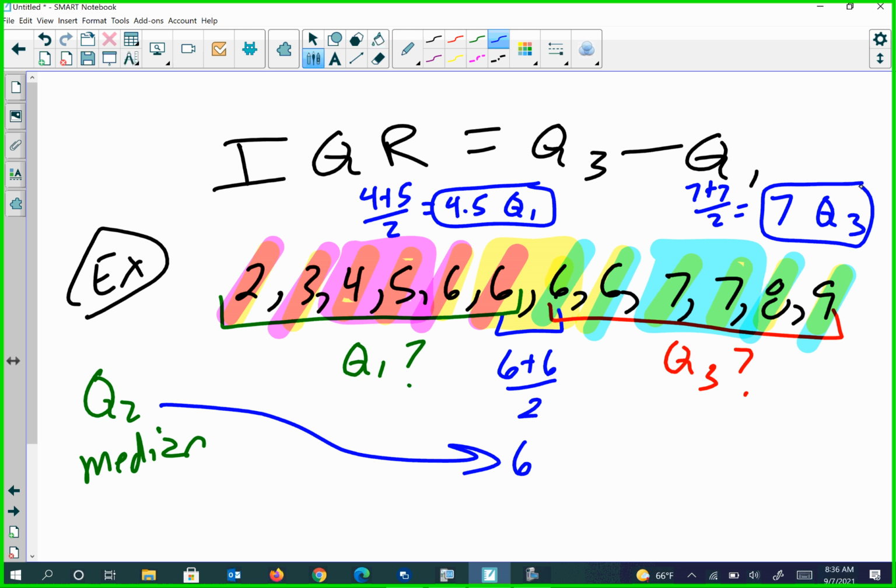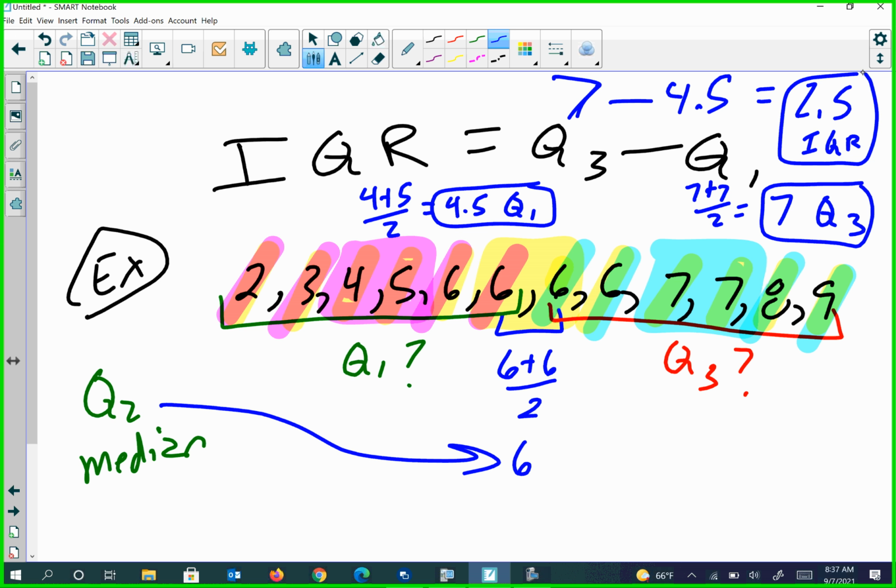So if we want to find our IQR, I'm going to go 7, which is Q3, subtract 4.5. What do we get? 2.5. Okay. So 2.5 is our interquartile range. So our interquartile range is the middle 50% of our data.